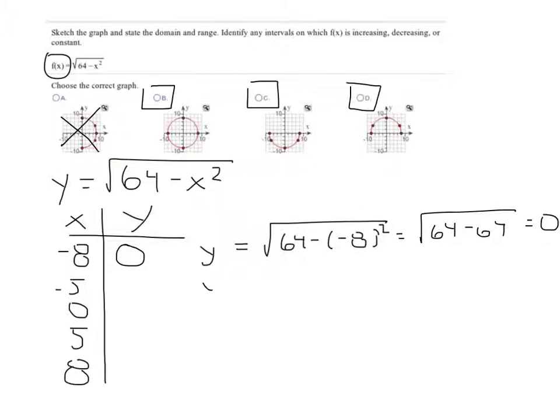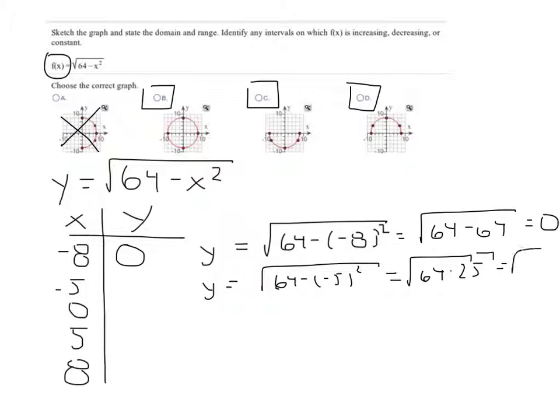Now -5, I would plug in 64 minus a -5 quantity squared, and again we're squaring the -5, so we need to make sure you have parentheses around the negative and the 5. So this is 64 minus 25. And if we look at 64 minus 25, this is the square root of 39. Now 39 doesn't have a perfect square, so I'm going to need to come up with an approximation, and it's about 6.24. So this is the ordered pair -5, 6.24.